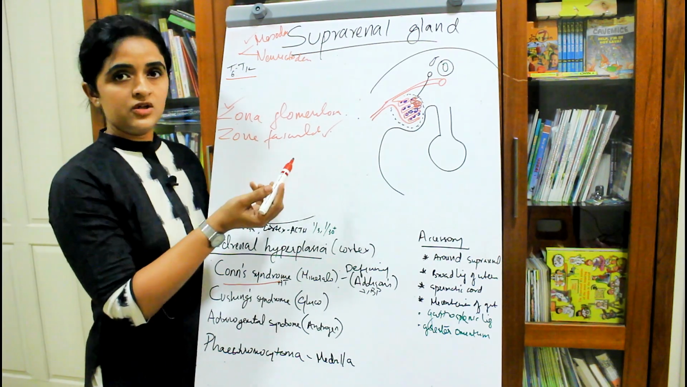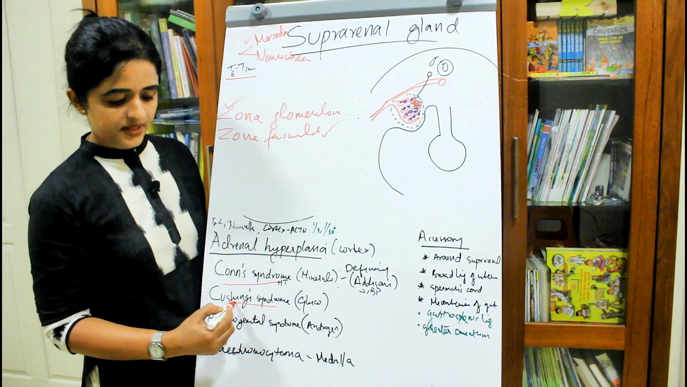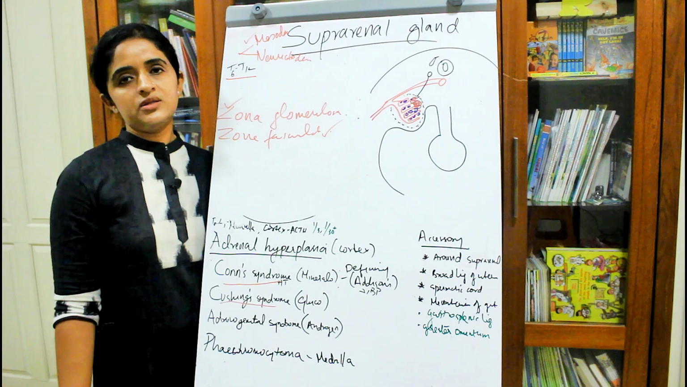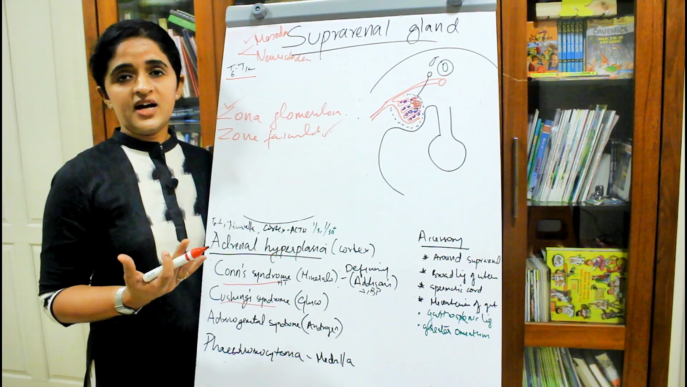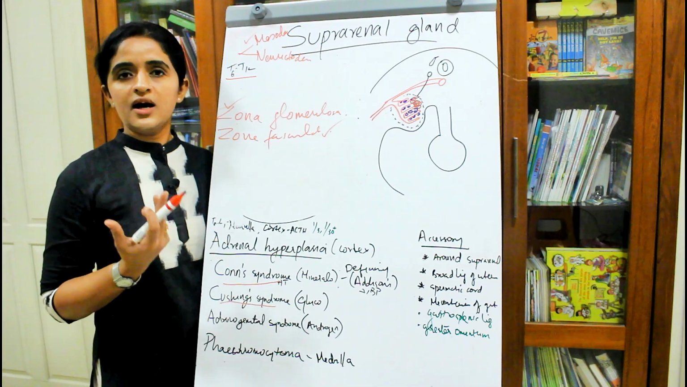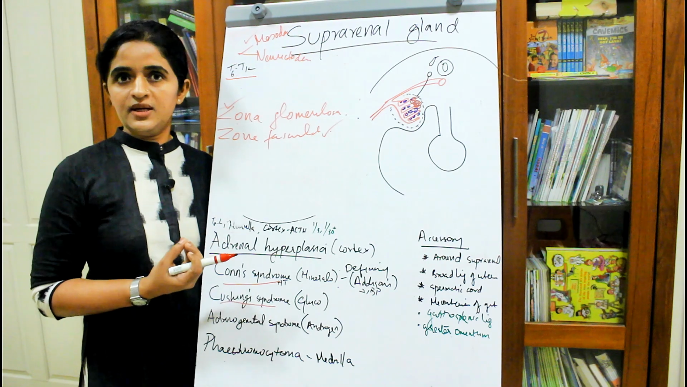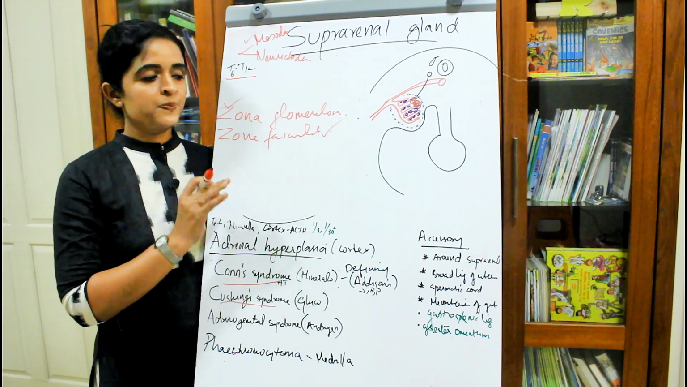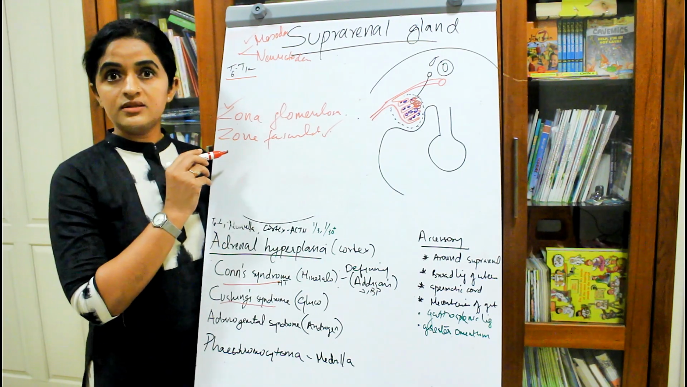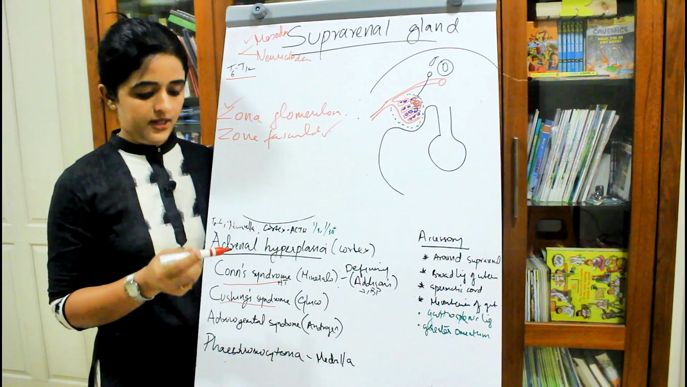The zona fasciculata mainly secretes glucocorticoids, isn't it? So that will result in a condition known as Cushing syndrome. In Cushing syndrome the patient will have obesity, again there will be hypertension, and there will be hirsutism in case of females. So that is the clinical presentation of Cushing syndrome, due to excess formation of the zona fasciculata layer, that is the glucocorticoid layer.